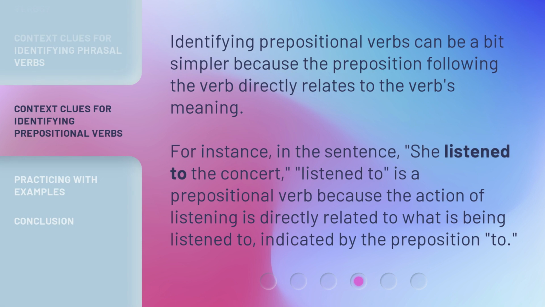Identifying prepositional verbs can be a bit simpler because the preposition following the verb directly relates to the verb's meaning. For instance, in the sentence, she listened to the concert, listened to is a prepositional verb because the action of listening is directly related to what is being listened to, indicated by the preposition to.